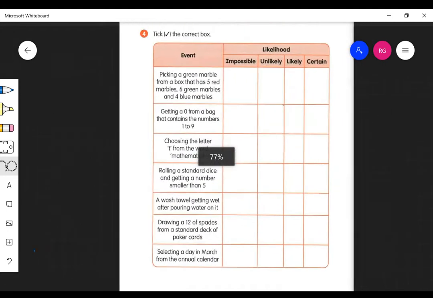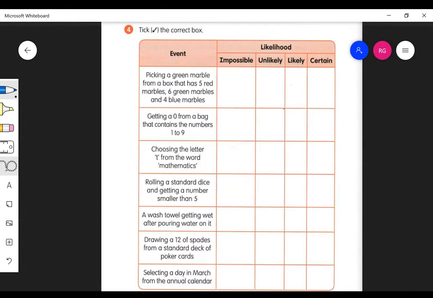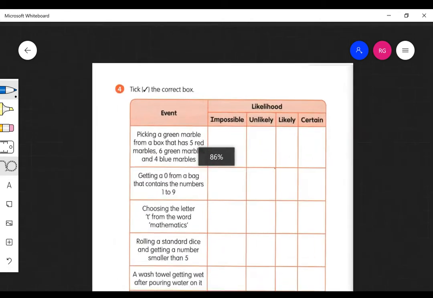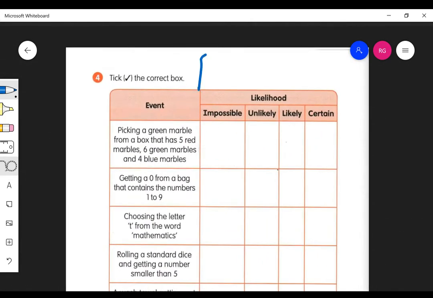Okay, next we're on page 152. So let's make sure we have our workbooks out to page 152, and let's get started. It says, picking a green marble from a box that has 5 red marbles, 6 green marbles, and 4 blue marbles. So we need to check the box that matches the likelihood of this event occurring.